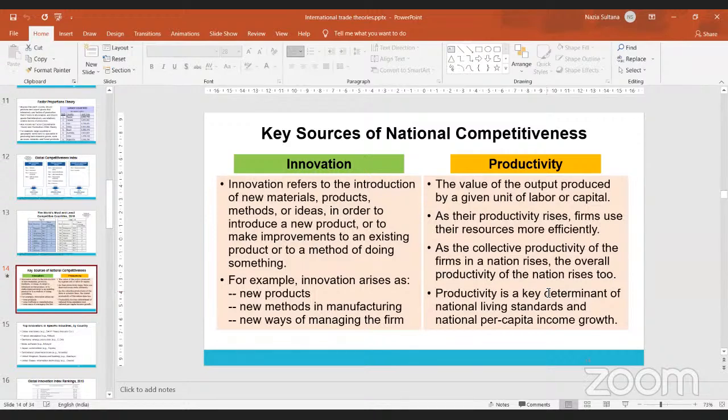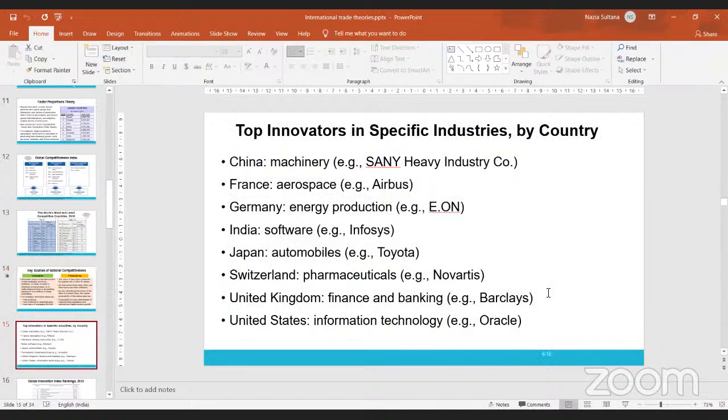Then let us see who the top competitors are. You have all these examples. I know this keeps changing depending upon which country, which company has become more competitive. So you see in China, they make machines, Sany Heavy Industries Company.